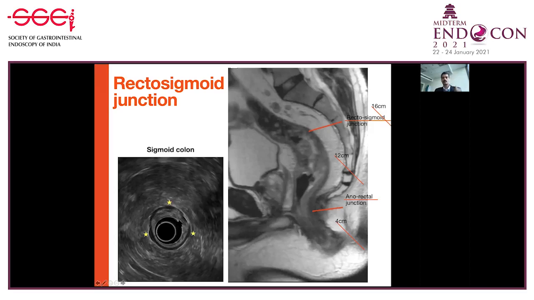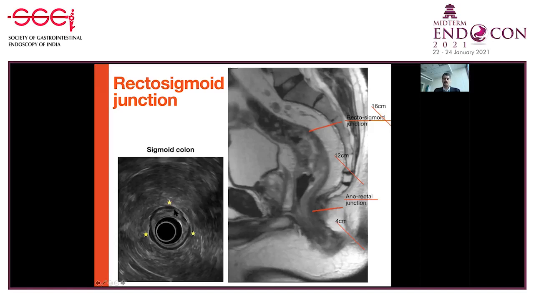Now, when you have introduced your EUS probe to around 25 or 30 centimeters, you are in the sigmoid colon. And here, if you remember your anatomy, this is very nice to see. So how do you distinguish the sigmoid from the rectum? In the sigmoid, you can see the taenia coli.